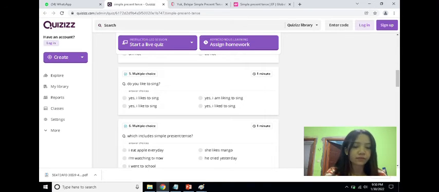Number 6. Which includes simple present tense? I eat apple every day. I am watching TV now. I went to school. She likes mango. He cried yesterday. The answer is I eat apple every day, because it's a habit. Every day I eat apple.